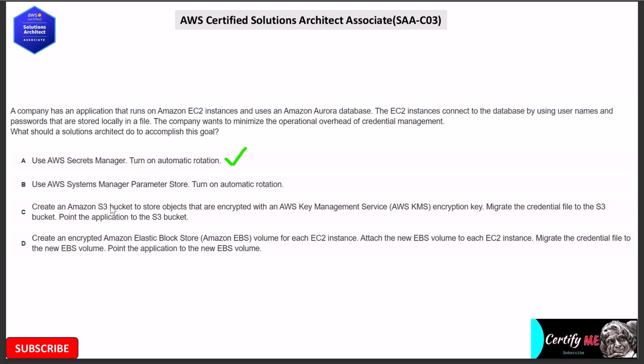Option C. Create an Amazon S3 bucket to store objects that are encrypted with an AWS Key Management Service encryption key. Migrate the credential file to the S3 bucket. Point the application to the S3 bucket. Option D. Create an encrypted Amazon Elastic Block Store volume for each EC2 instance. Attach the new EBS volume to each EC2 instance. Migrate the credential file to the new EBS volume. Point the application to the new EBS volume. The correct answer is option A.